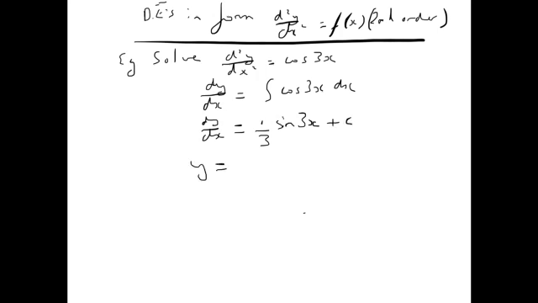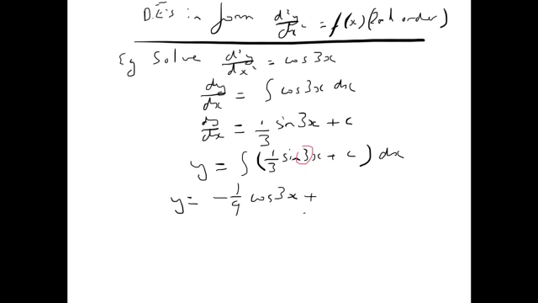That means that y is now the integral of 1/3 sin 3x plus c dx. So we're going to anti-differentiate all of this in terms of x. So that gives me y equals. Now the antiderivative of sine is negative cos. You need to divide by the 3, so that makes it 1/9.